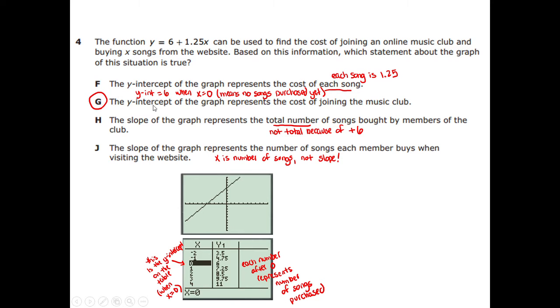And then G is talking about the y-intercept of the graph, which is 6, which means we haven't bought a CD yet, so that would have to be the initial cost. H is talking about the slope, that represents the total number of songs bought, but let's say if we bought one song, that's $7.25, but it only increased by $1.25, not the total number. And then finally, J is talking about the slope of songs when visiting the website, but X is the number of songs, not the slope.